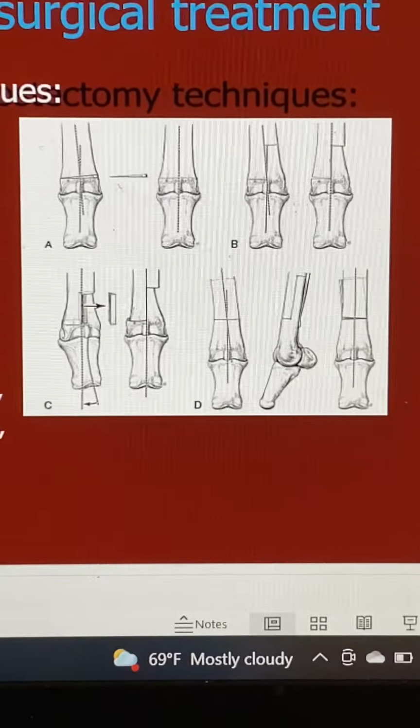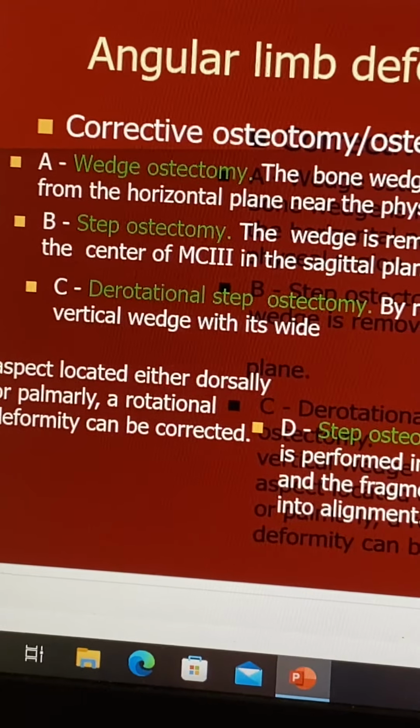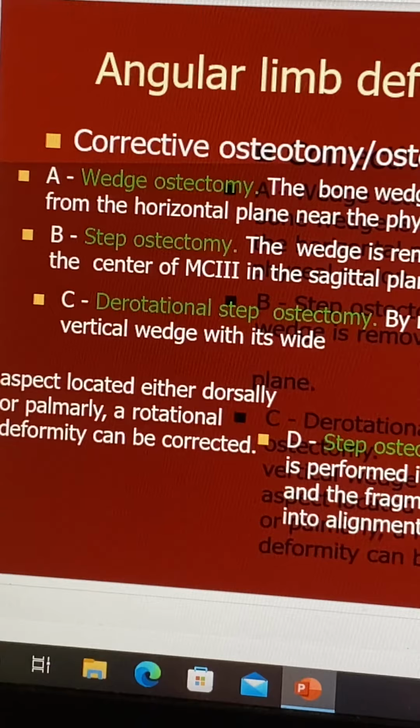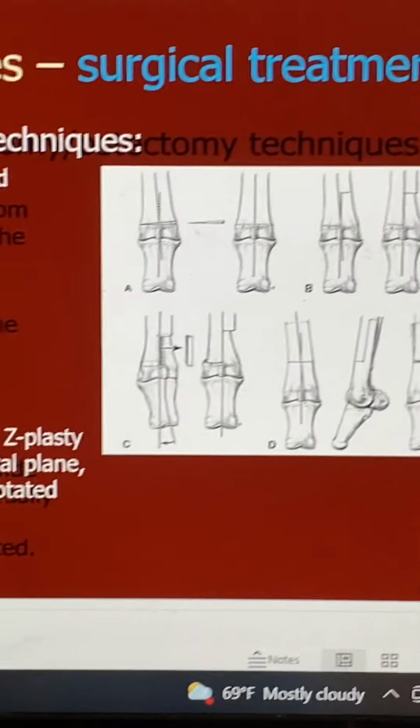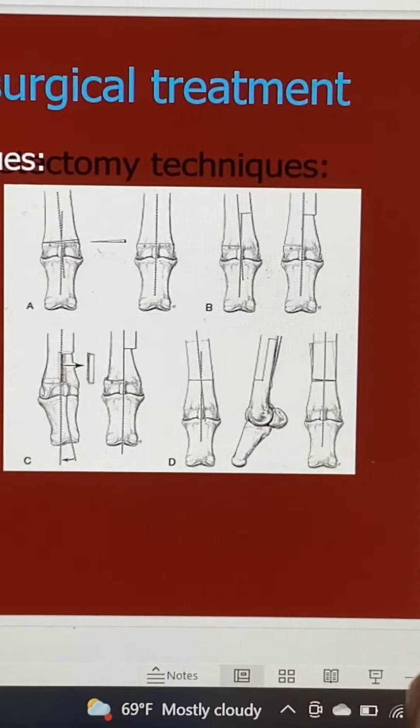Okay, next we have corrective osteotomy or ostectomy technique. So there are 3. You have the wedge, step and derotational step ostectomy. So the wedge, the bone wedge is removed from the horizontal plane near the physial region.